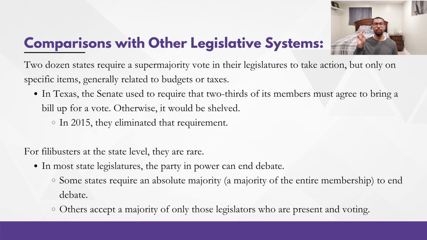24 states require a supermajority vote in their legislature to take action, but only on specific items, generally related to budgets or taxes. In Texas, the Senate used to require that 2/3 of its members must agree to bring up a bill for a vote. Otherwise, it would be shelved. This gives clout to the minority party, who might not want to share power. In 2015, they eliminated that requirement.